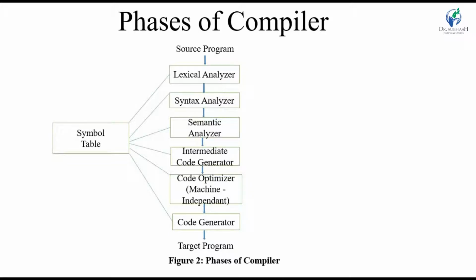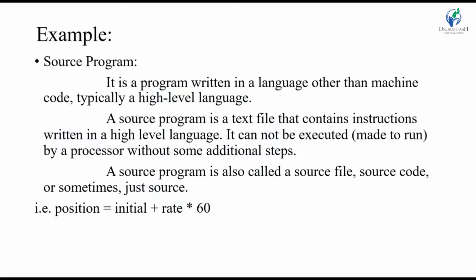Here you see all these phases are connected with symbol table, and also error handler. If any error is generated, then error handler gives the notification. Symbol table is a data structure which stores the basic information, which is lexemes, tokens, or any identifiers, variables, keywords, whatever information in symbol table.